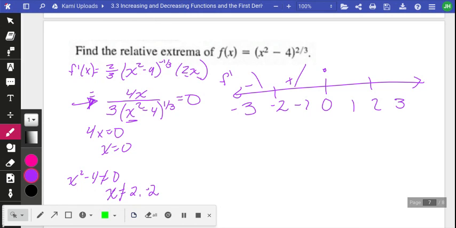And then I will plug in 1, and I will have a positive number on top and a negative number on bottom. So it's decreasing. And I will plug in 3, and I'll have a positive number on top, positive number on bottom. So it's positive. All right.